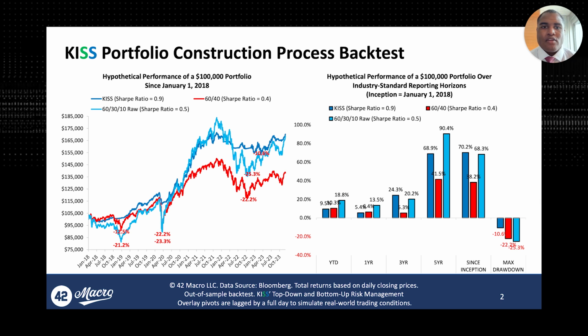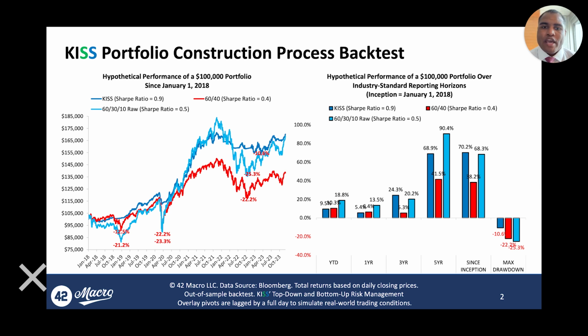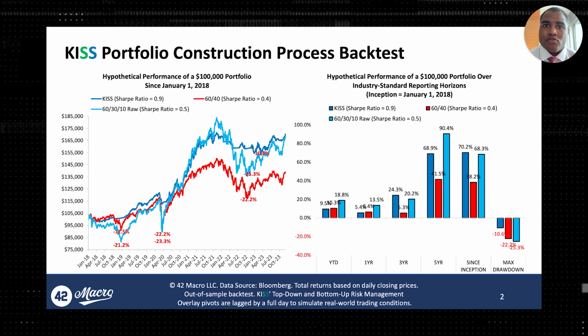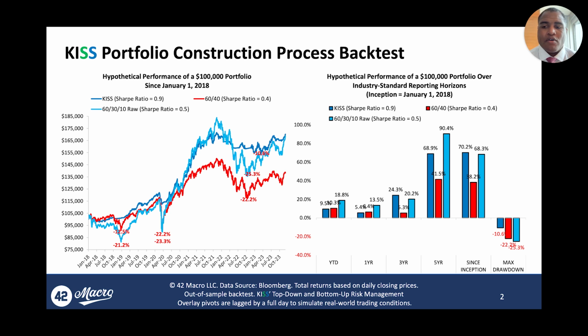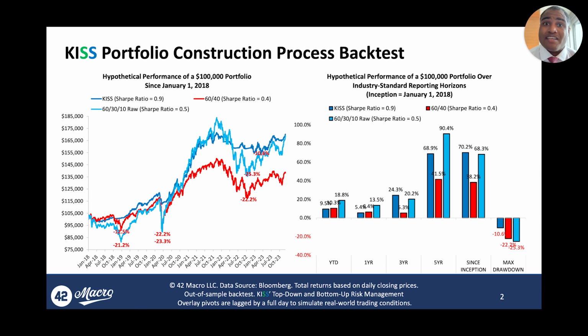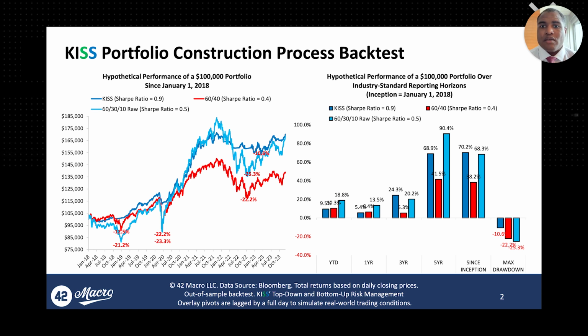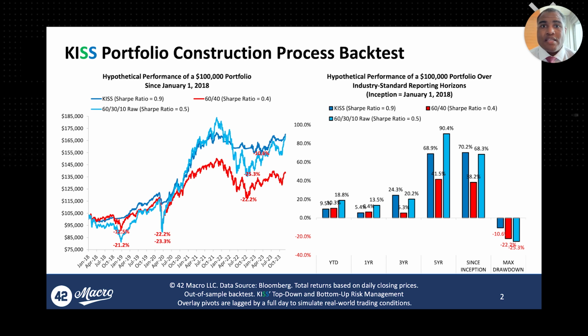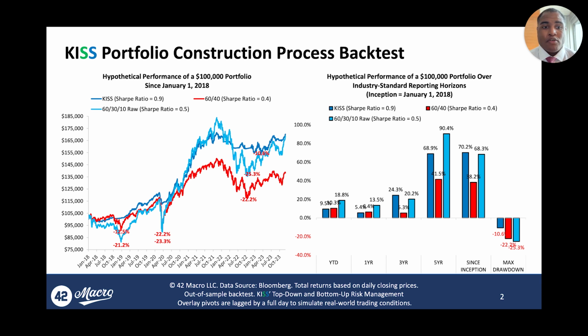And what we find is that, in these backtests, the max drawdown for our flagship KISS portfolio construction process, which again includes 60/30/10 SPY, AGG, and Bitcoin, and top down and bottom up risk management overlays therein, is only minus 10%. And there's only one double digit drawdown, that minus 10%, since the beginning of 2018. You compare that to 60/40, they've had three max drawdowns since the beginning of 2018 that eclipsed minus 10%. There's a minus 12.5% drawdown in Q4 2018.